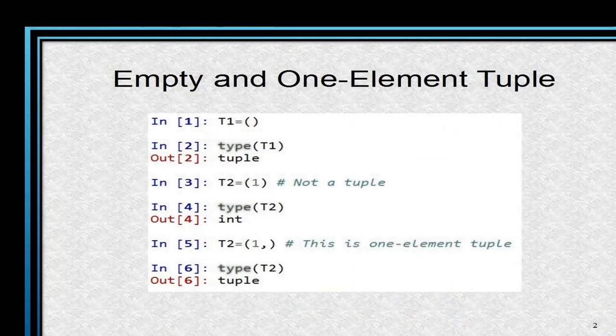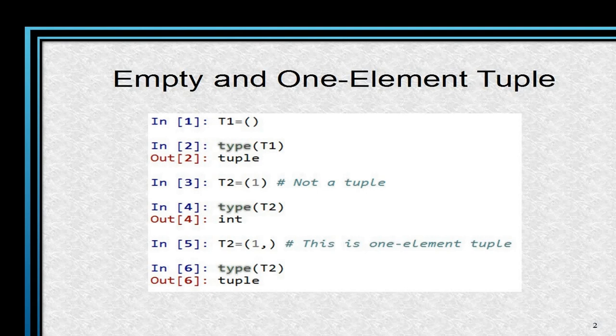Next, empty and one element tuple. T1 is equal to empty bracket. If you give that, then an empty tuple will be created. Type of T1, I am giving that statement to check whether it is a tuple or list or what type of data it is, integer, float, anything. Type of T1 is, here it is a tuple, so you are getting it as tuple.